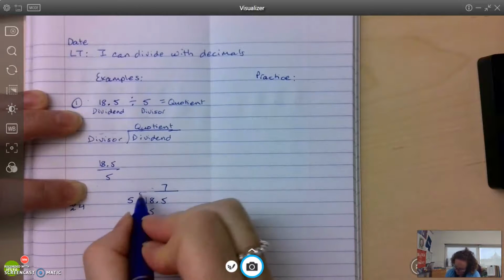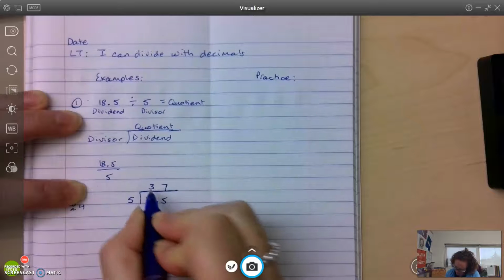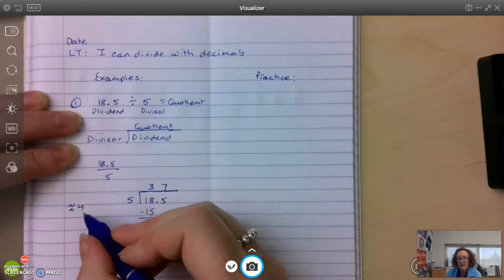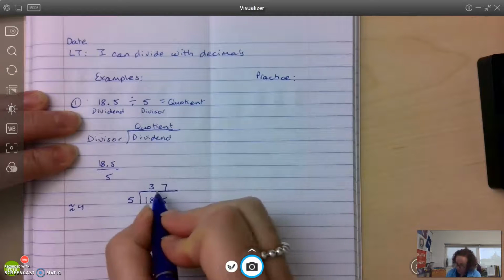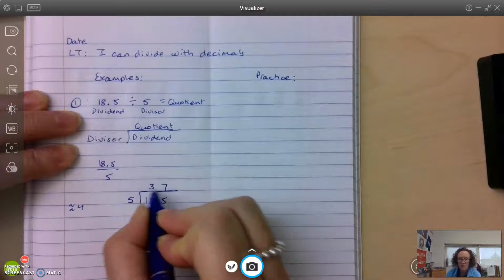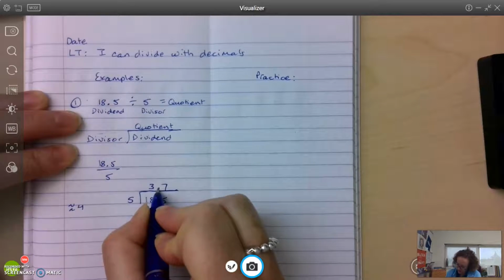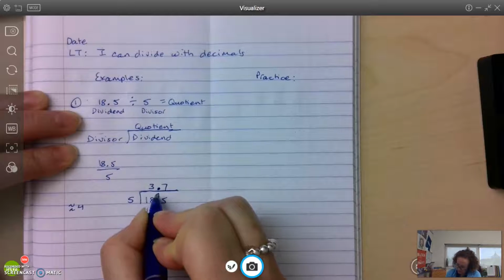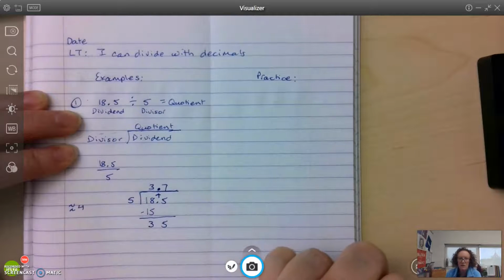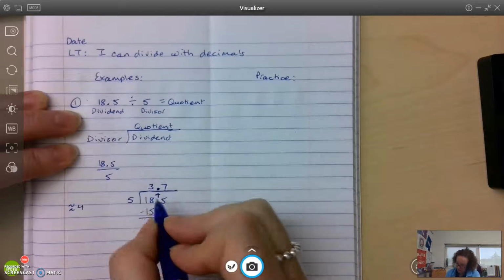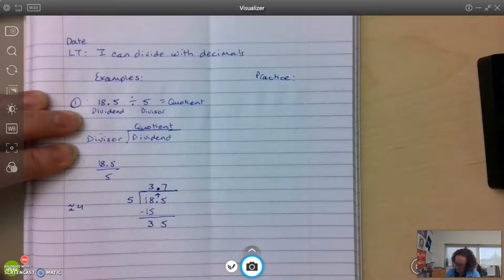The beauty of erasable pens. And now, again, I know that my answer should be about 4, so I know that my answer is not going to be 0.37. It's not going to be 37 point something. It's going to be 3 7/10. And I'm going to notice that that decimal came straight up into my answer. So my quotient is 3 7/10.